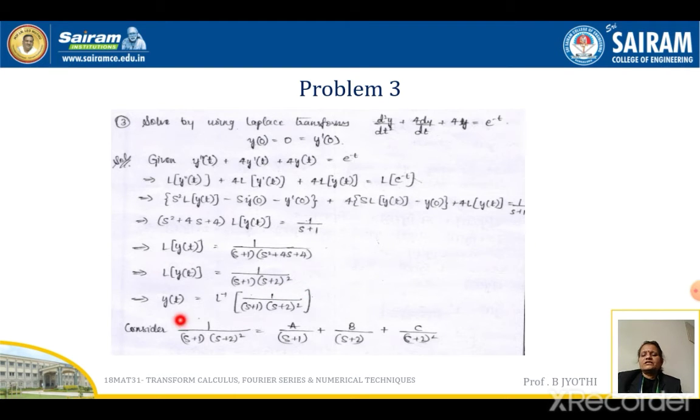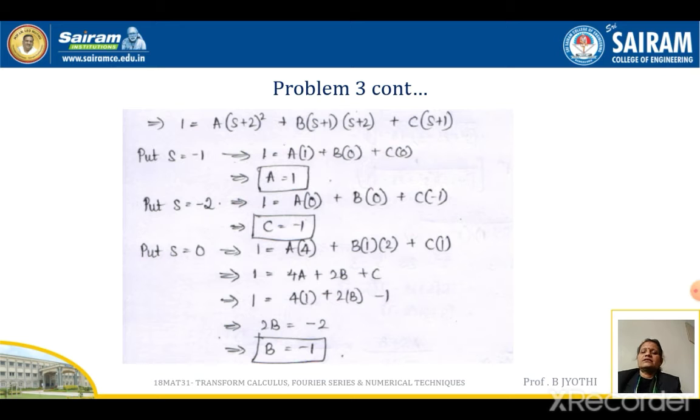Now y of t is nothing but L inverse of 1 upon (s plus 1)(s plus 2) whole square. Consider 1 upon (s plus 1)(s plus 2) whole square and resolve them into partial fractions. So by taking 1 equals A times (s plus 2) whole square plus B times (s plus 1)(s plus 2) plus C times (s plus 1). By taking s value as minus 1, we get A equals 1. By taking s value as minus 2, we get C as minus 1. By taking s value as 0, we get B value as minus 1.